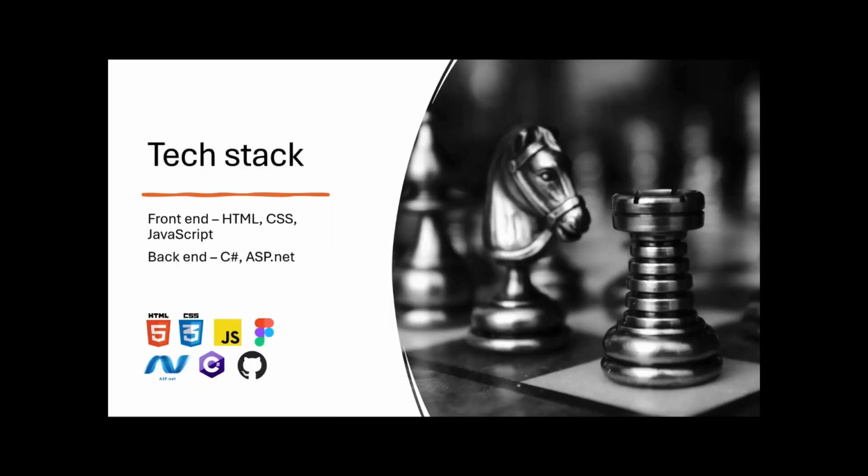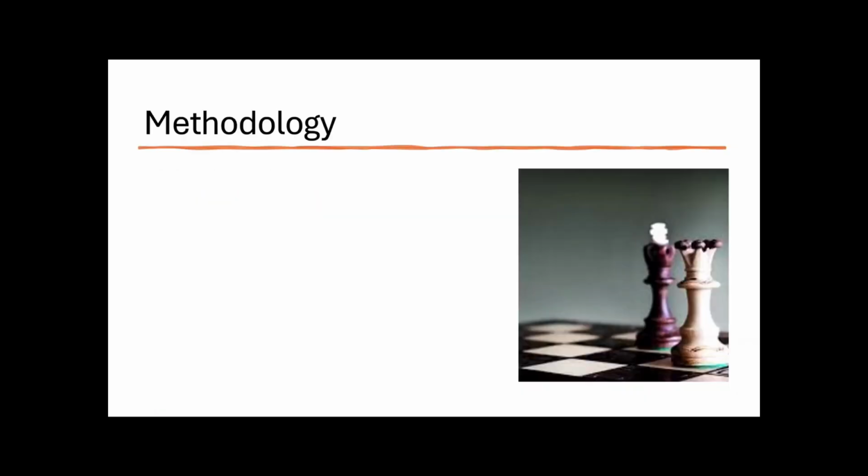For our tech stack, the front end was all done using HTML, CSS, and JavaScript. The back end was done using C Sharp and ASP.NET, which was there to help the front end communicate with the back end. We did a lot of UI prototyping in Figma just to make sure we were happy with the design, and we used GitHub for version control, which helped us fix a few bugs that appeared and things like that.